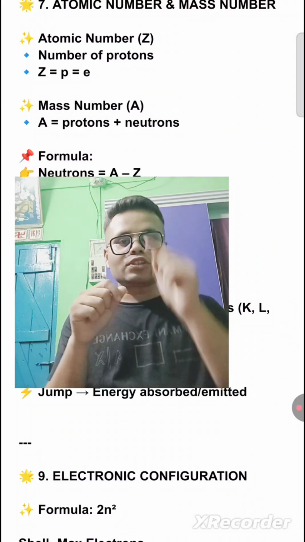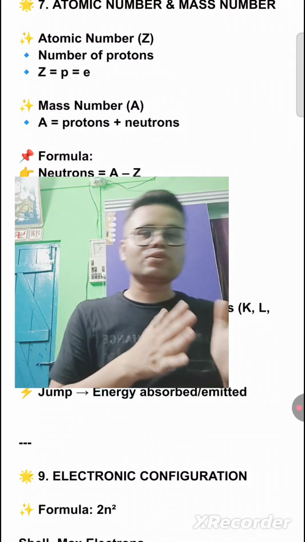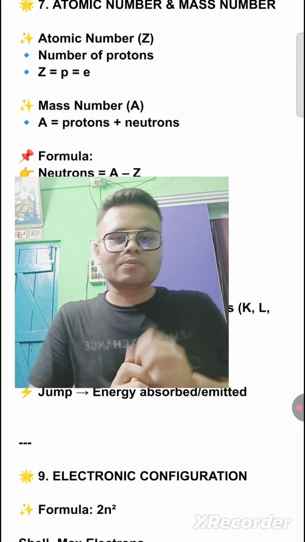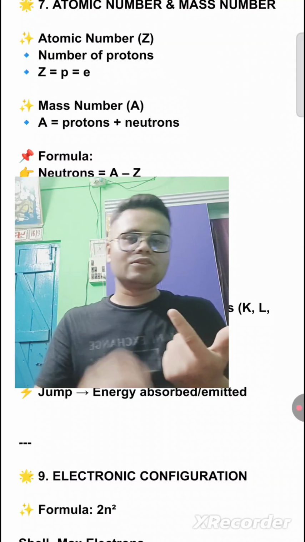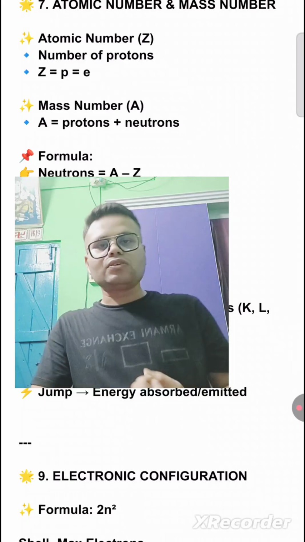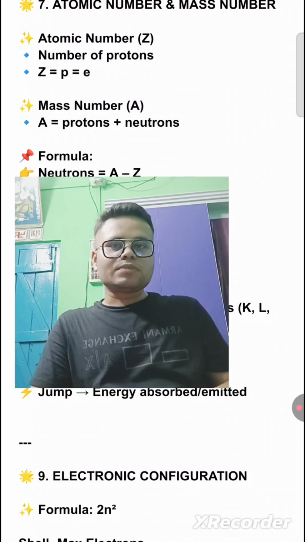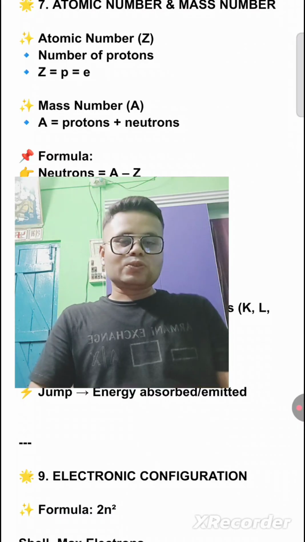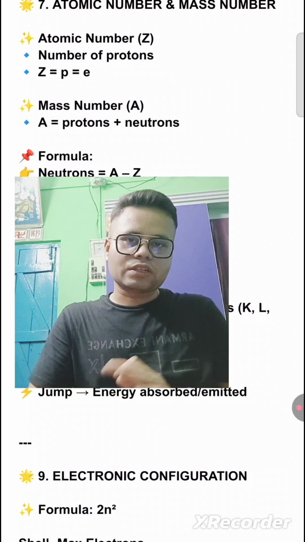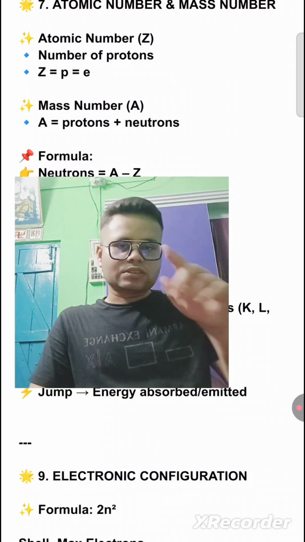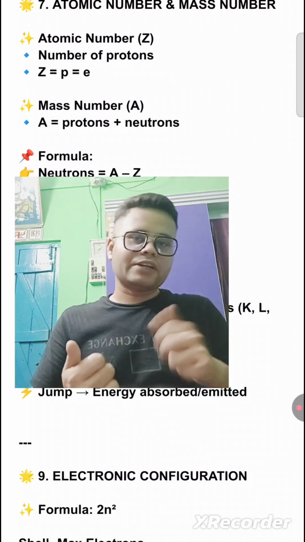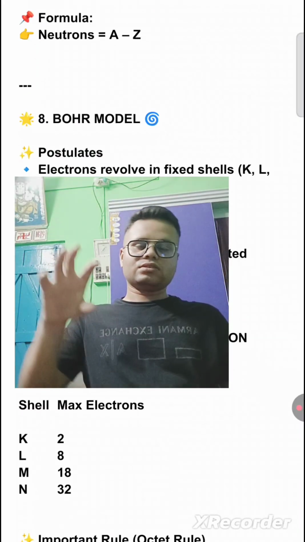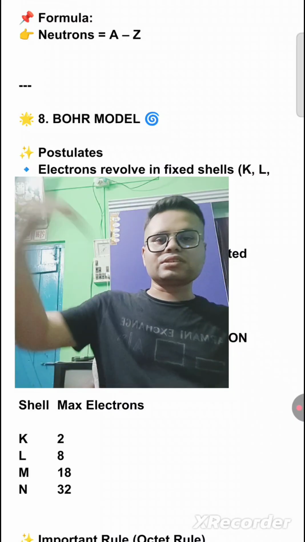Atomic number is always denoted by Z. So the number of protons Z equals P equals E. The mnemonic for that is ZPE. The atomic number is denoted by Z, and the number of protons Z equals P equals E. The mass number is denoted by capital A, which equals protons and neutrons combined. So the formula for neutrons is A minus Z.